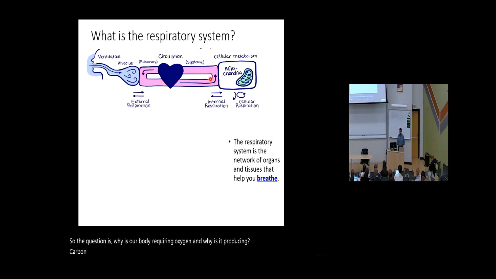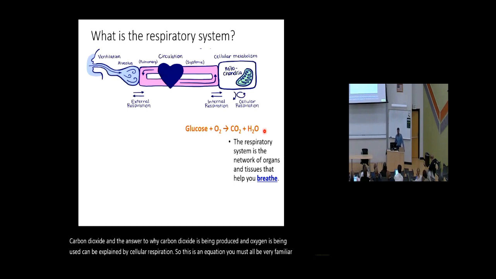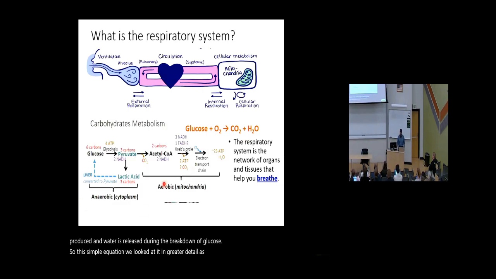And the answer to why carbon dioxide is being produced and oxygen is being used can be explained by cellular respiration. So this is an equation you must all be very familiar with. We talked about it in lecture 4 when we talked about metabolism, and this is showing you what happens in carbohydrate metabolism. Oxygen is used and carbon dioxide is produced and water is released during the breakdown of glucose. So this simple equation, we looked at it in greater detail as shown in this panel here.